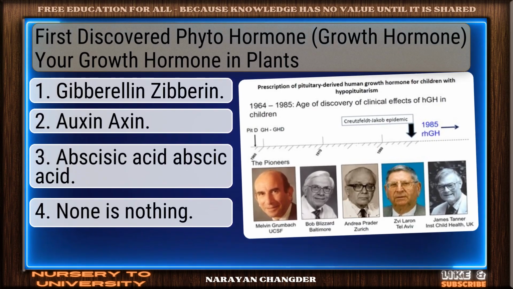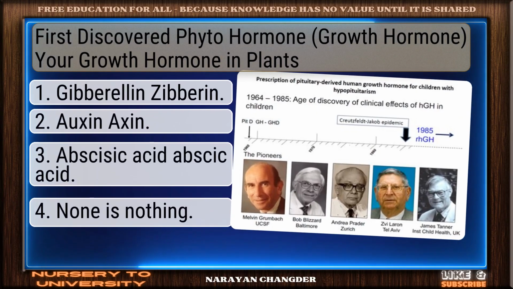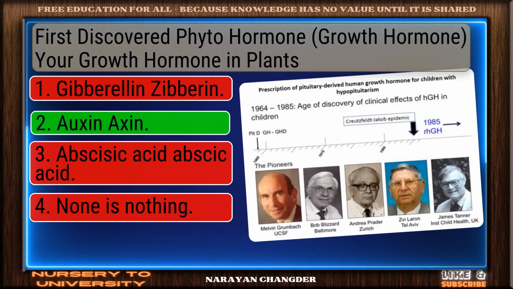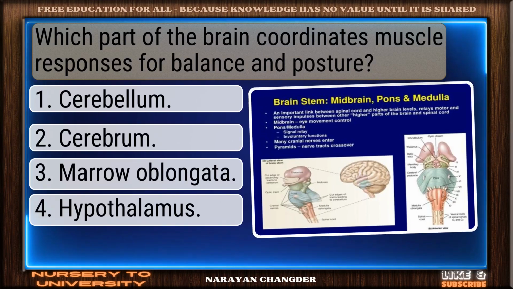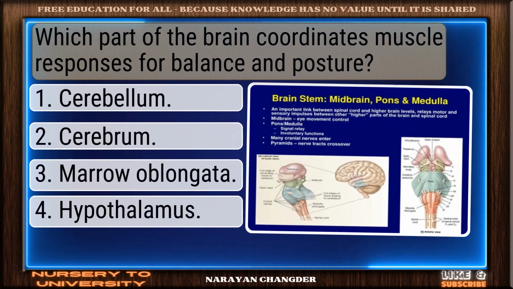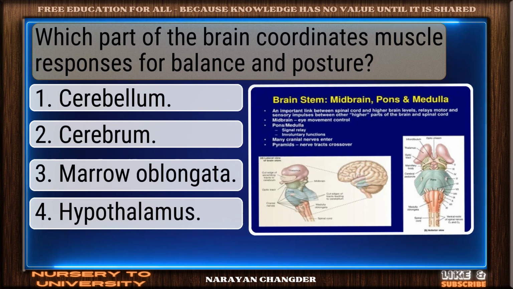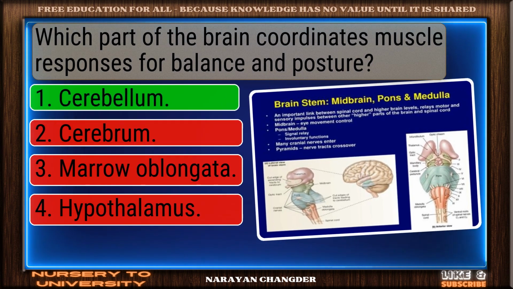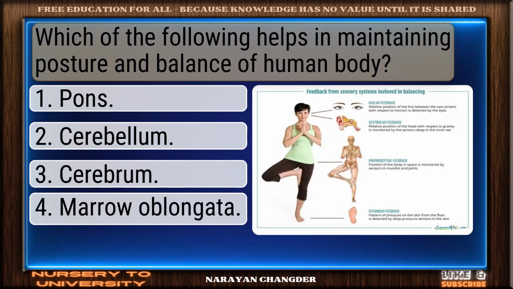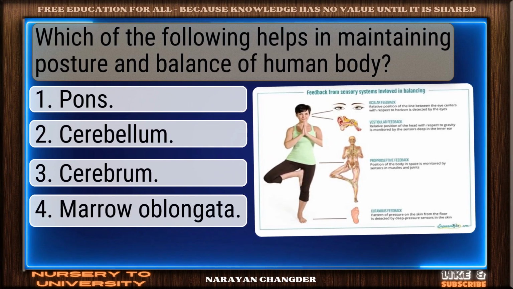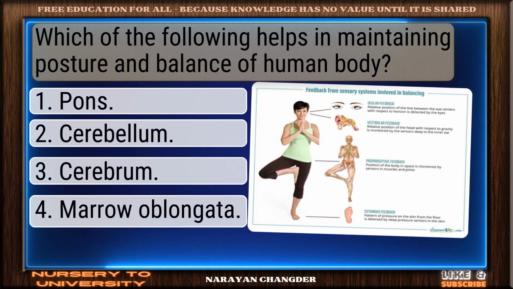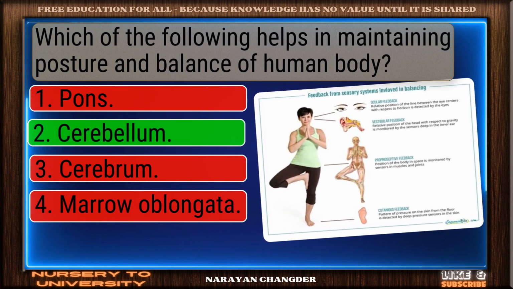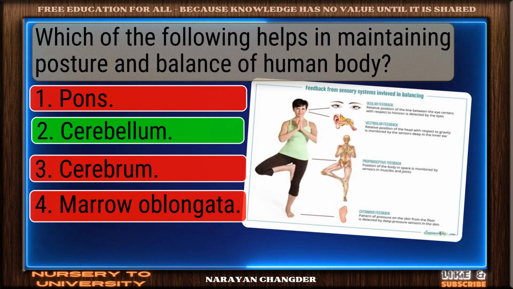First discovered phytohormone, a growth hormone in plants. You got it. Auxin fits. Which part of the brain coordinates muscle responses for balance and posture? Great job. Cerebellum is accurate. Which of the following helps in maintaining posture and balance of human body? Correct response. Cerebellum is accurate.